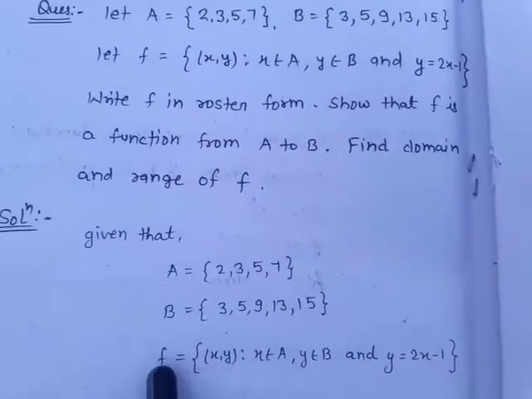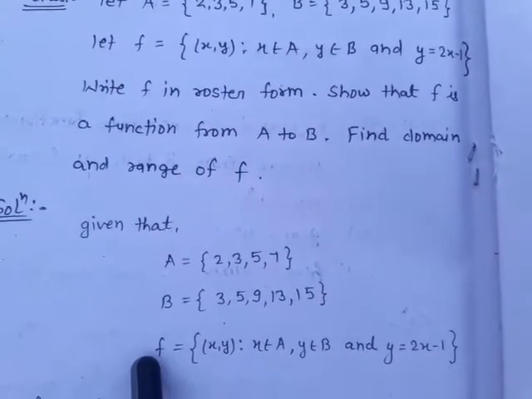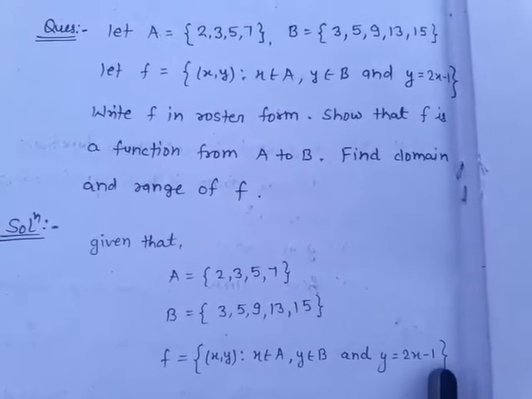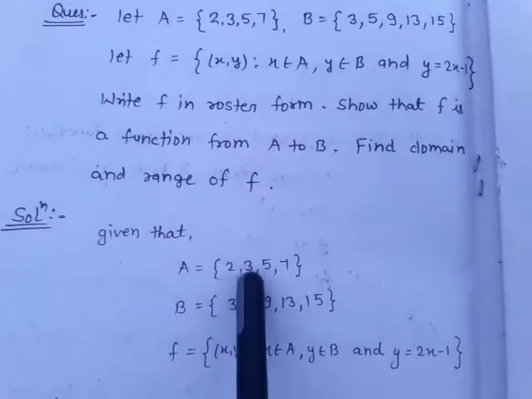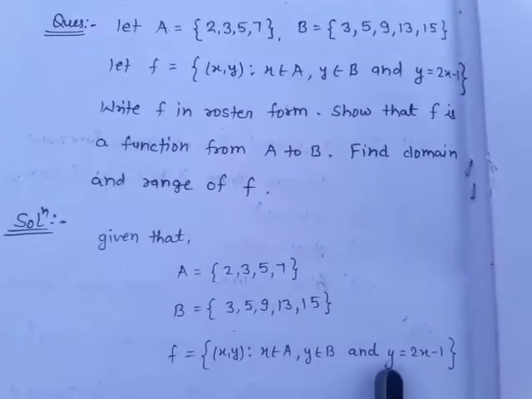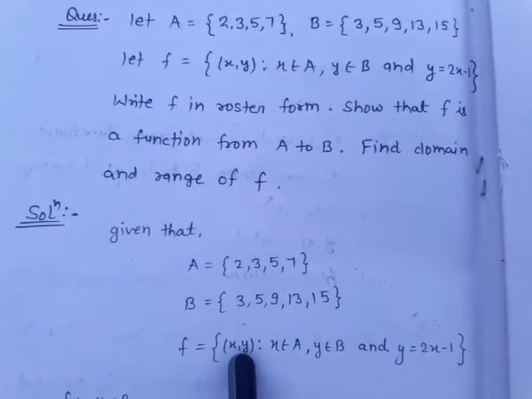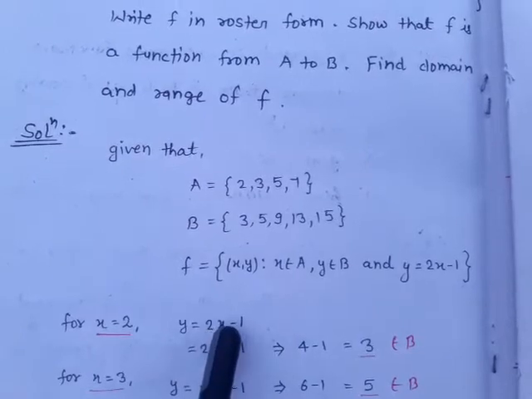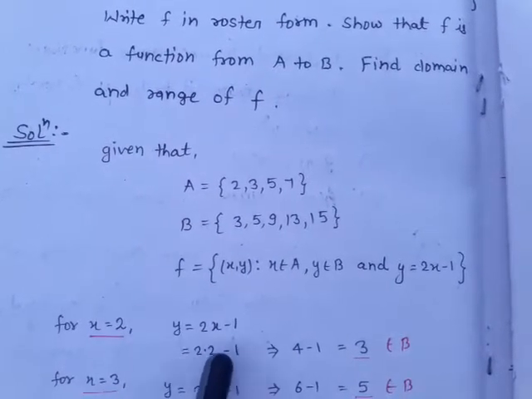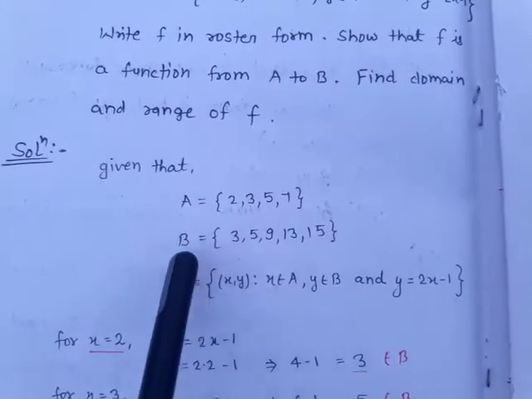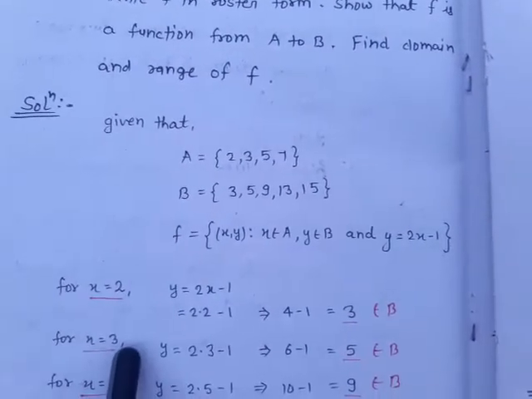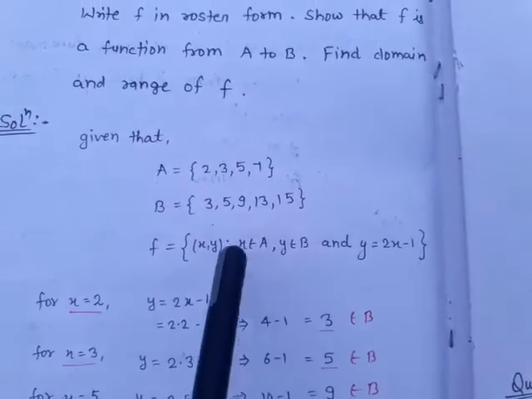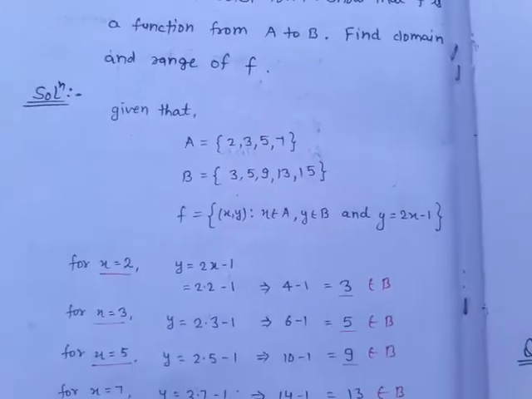Now, for this F, first we write it in roster form. For writing this, we use y = 2x - 1. We put x = 2, 3, 5, 7, find the value of y and write them as ordered pairs. For x = 2, y = 2x - 1; in place of x we put 2, so 2 times 2 minus 1. Solving this we get 3, and 3 belongs to B. For x = 3, we put 2 times 3 minus 1. Solving this we get 5, and 5 belongs to B.